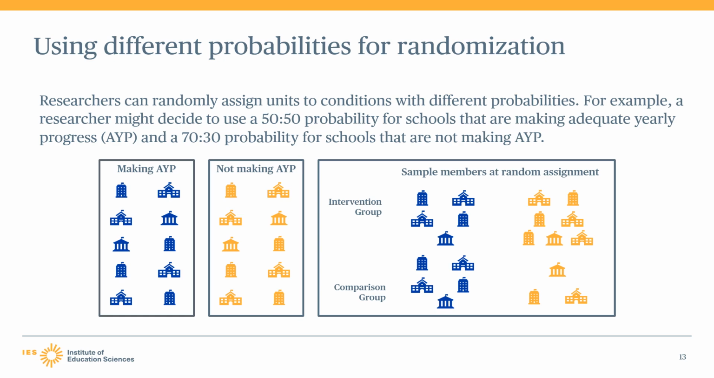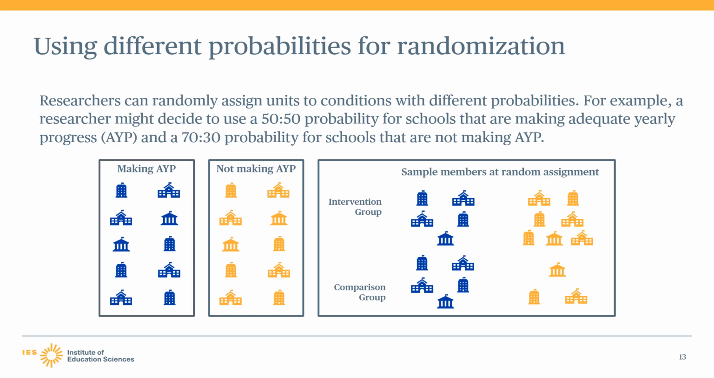For schools that are making AYP, the researchers used a 50-50 ratio for assignment, meaning that they assigned schools using the equivalent of a fair coin toss. Then for schools that were not making AYP, let's say the researchers used a 70-30 ratio for assignment, meaning that these schools were more likely to be assigned to the intervention group. The schools that are not making AYP were more likely to end up in the intervention group because there was a 70% chance that the study would assign them to that group.